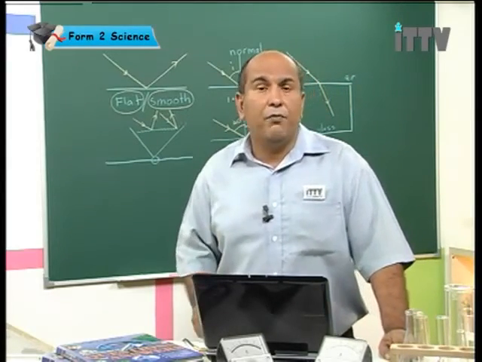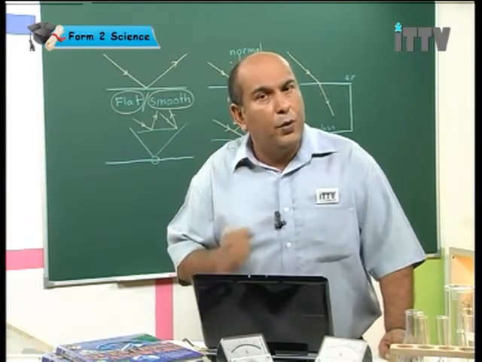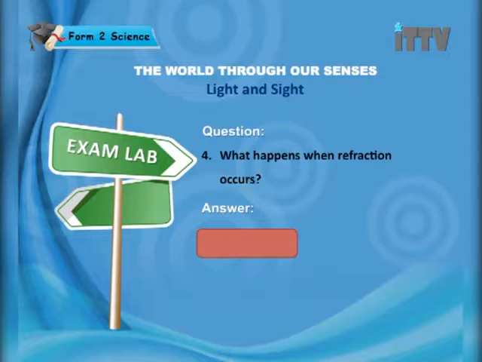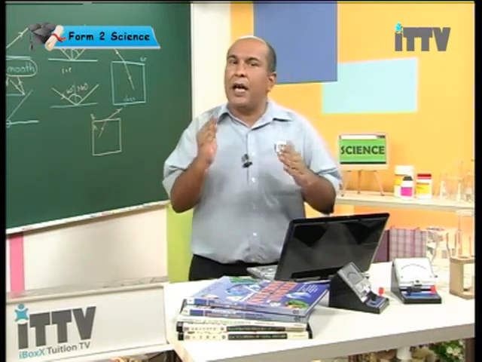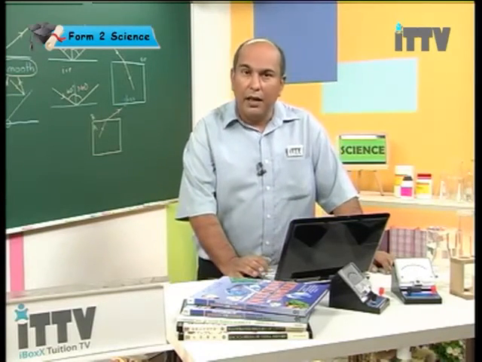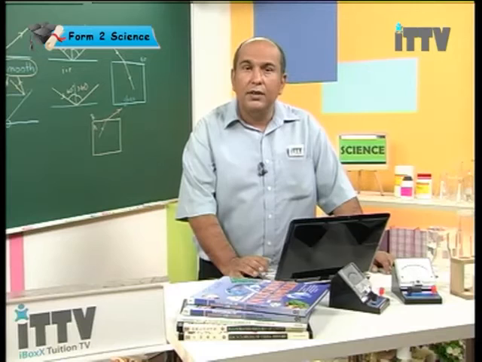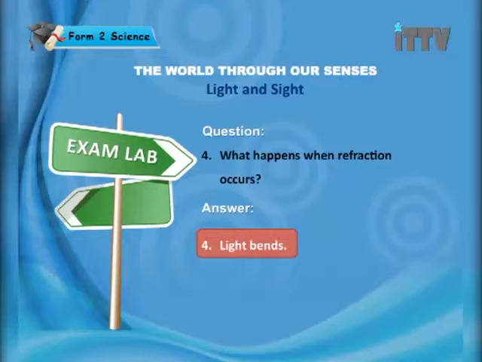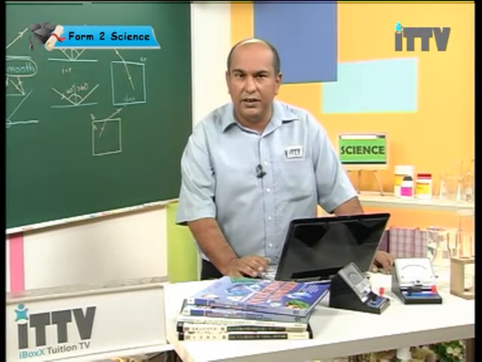Now that we've done a bit of refraction, let's try a few questions on refraction. What happens when refraction occurs? Remember, when refraction occurs, something happens to our light. Have you written your answers down? Let's check. Light bends. So remember, light bends when refraction occurs.